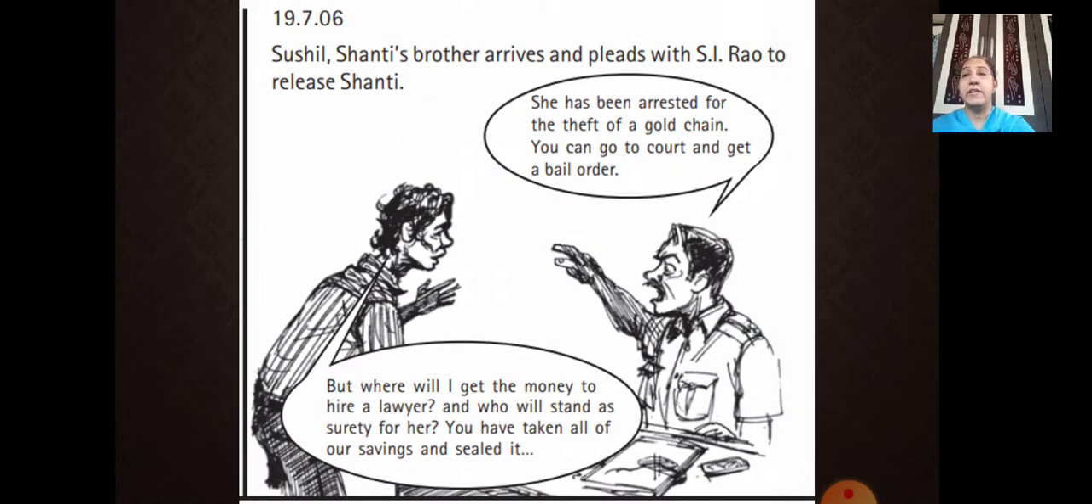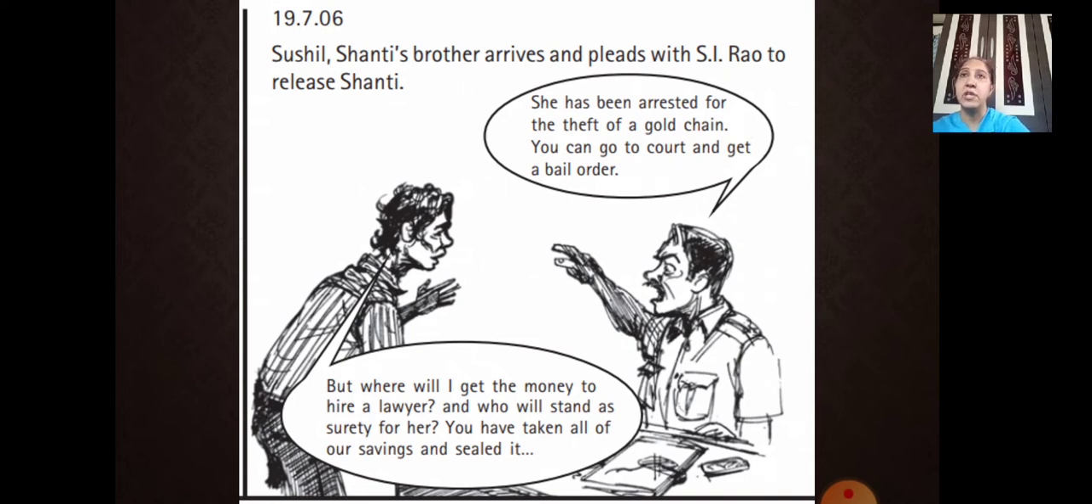Now, the next event is on 19th of July in the year 2006. Sushil, Shanti's brother, arrives and pleads with Sub-Inspector Mr. Rao to release Shanti. Then what did Rao say? She has been arrested for the theft of a gold chain. You can go to the court and get a bail order.